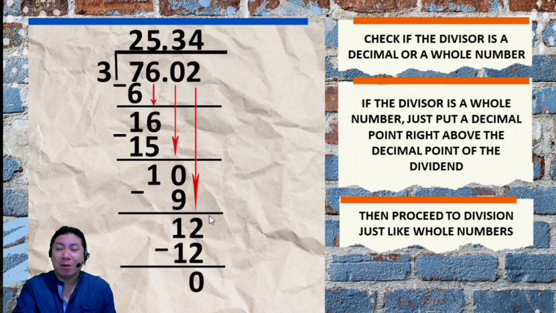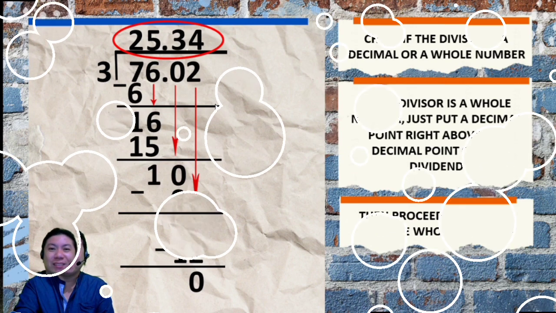Now, wala nang number na pwedeng i-bring down. Therefore, it just means that our division process is complete. And our quotient is 25 and 34 hundredths. Nasundan ba, class? Let's proceed to our next example.